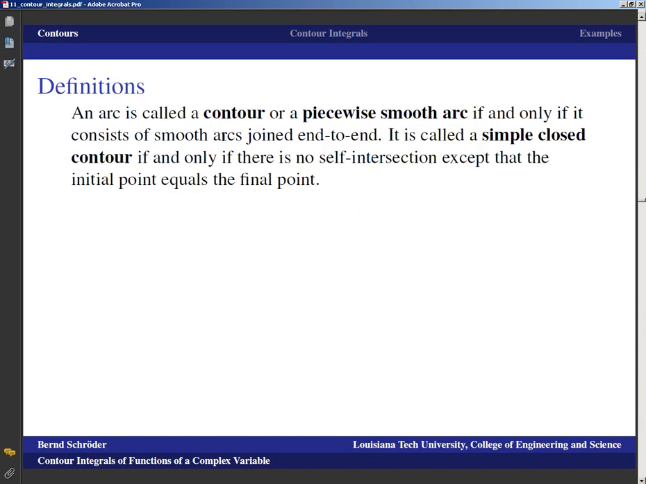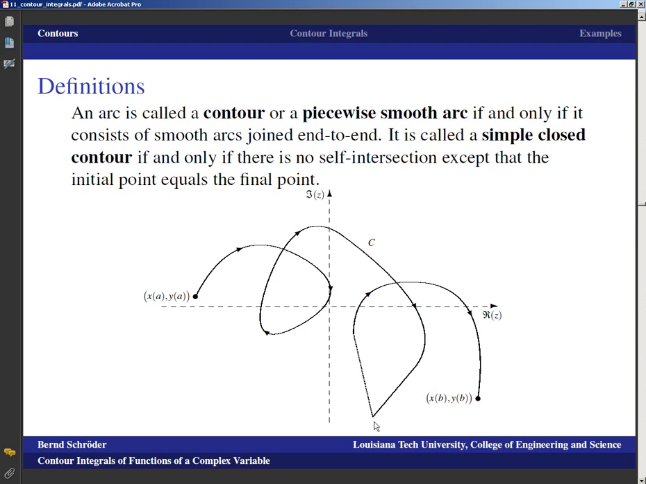An arc is called a contour or a piecewise smooth arc if and only if it consists of smooth arcs joined end to end, and it's called a simple closed contour if and only if there is no self-intersection except that the initial point equals the final point. So this corner is okay for contours, and that's important because we ultimately will want to do contour integrals over squares and things like that, and that means that corners have to be allowed somehow, and we do that by allowing the arc to be pieced together, basically.